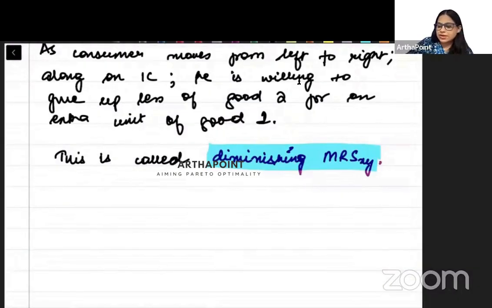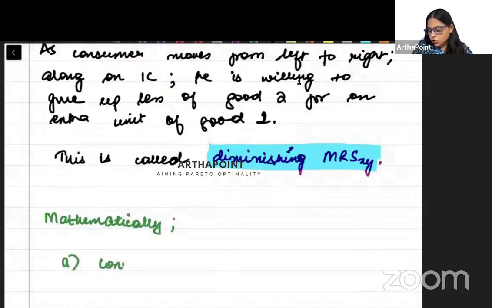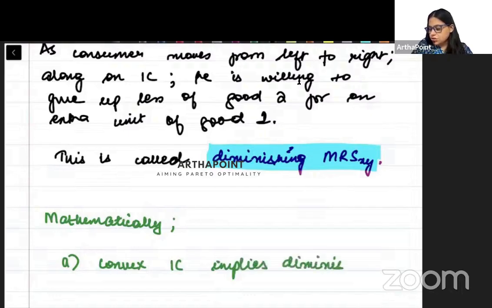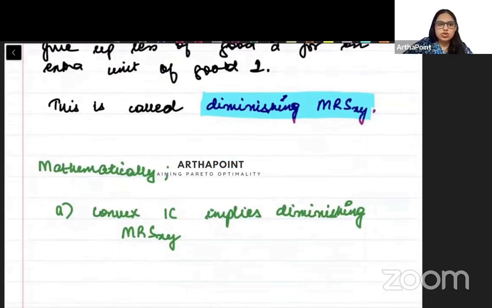कैसे दिखा सकते हैं मैथमेटिकली? Mathematically, a convex indifference curve implies diminishing MRS. अगर इंडिफरेंस कर्व कॉन्वेक्स टू ओरिजिन है, if indifference curves are convex to origin, it actually means diminishing MRS. Mathematically, this is the first thing, right?